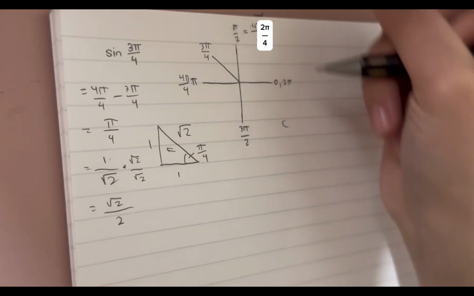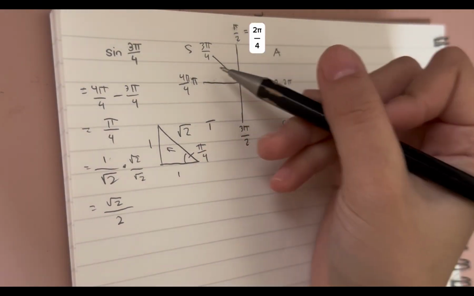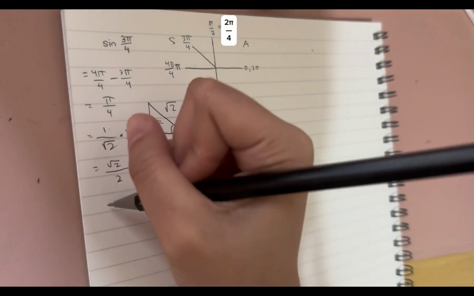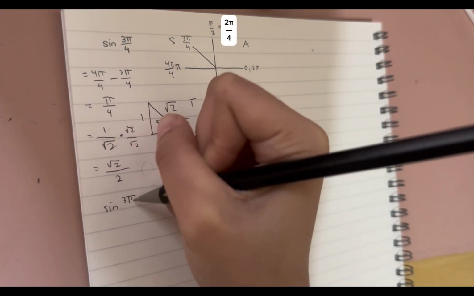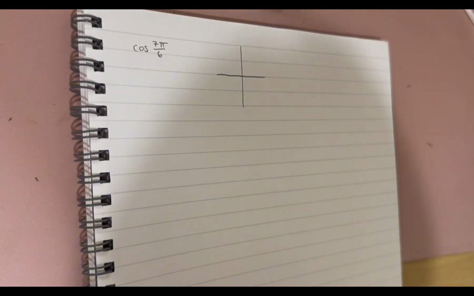Now if we look at the CAS rule, 3 pi over 4 is in the second quadrant, so that means sine is positive. So this means that this answer is positive, so the exact ratio of sine of 3 pi over 4 is root 2 over 2. So for our second example, we have cos of 7 pi over 6, and in our Cartesian grid, we're just going to draw the angles.